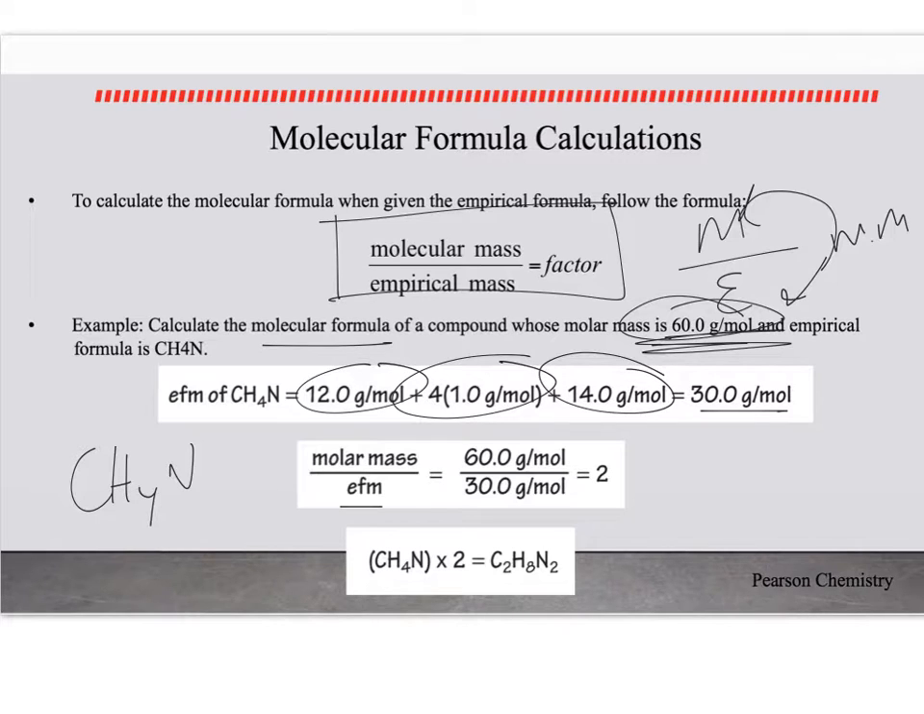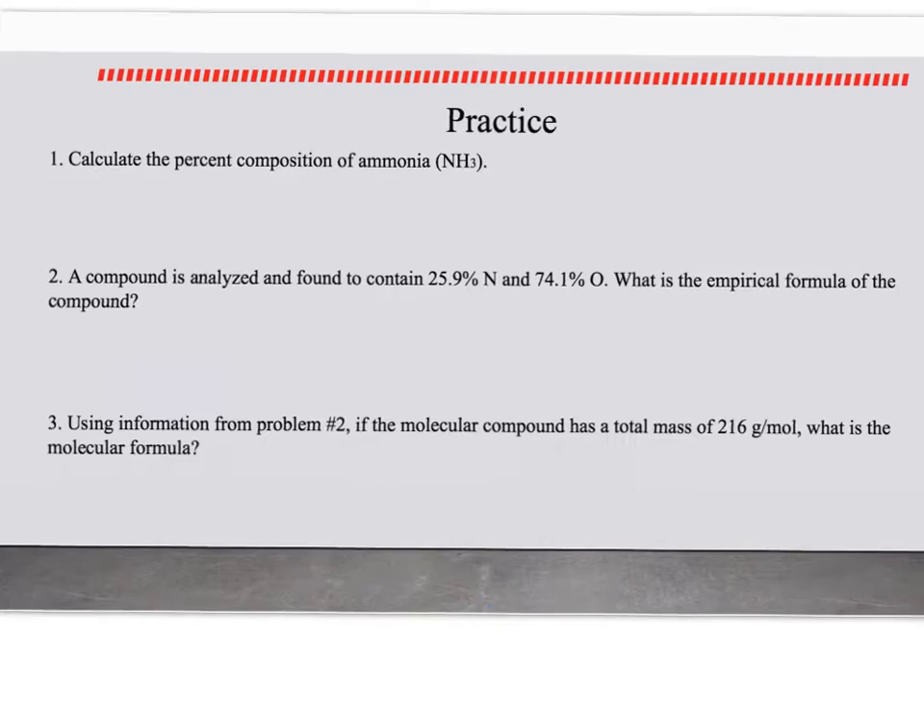So the molar mass of the molecular over the empirical mass, 60 over 30, gives you a factor of 2. Then we take this 2 and multiply all of these subscripts by that factor of 2. So 1 carbon turns into 2, 4 hydrogens turn into 8, and 1 nitrogen turns into 2. Again, you multiply all of the subscripts by 2, and C2H8N2 becomes the molecular formula.